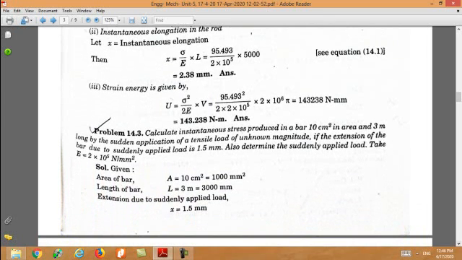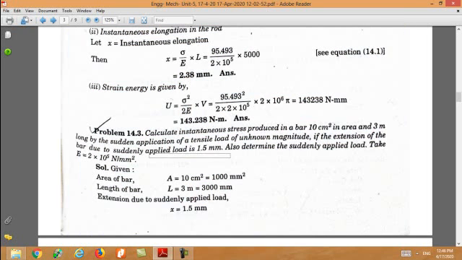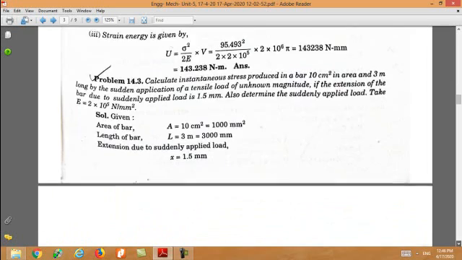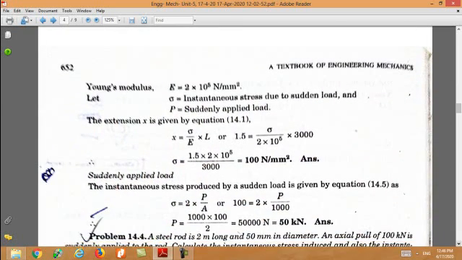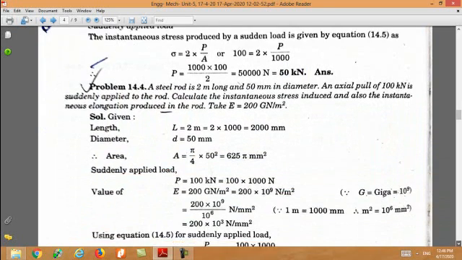Now another question. Area is given, length is given, and a tensile load of unknown magnitude is applied suddenly. The extension of the bar due to the suddenly applied load is given. Okay, so that is important: the load is applied suddenly. Also determine the suddenly applied load. So in this question, the unknown is the load. No problem in this; it can be solved as before, but the unknown is different. Here it is asking how much load is applied.